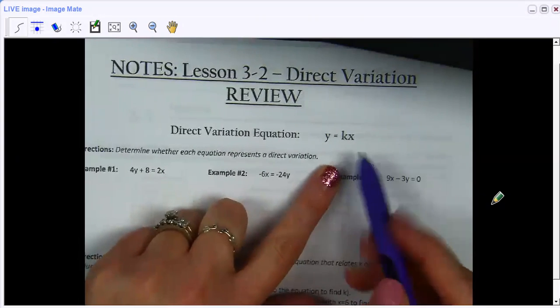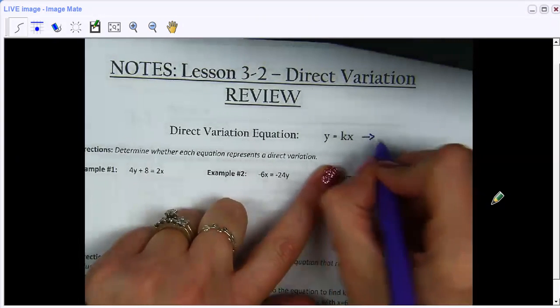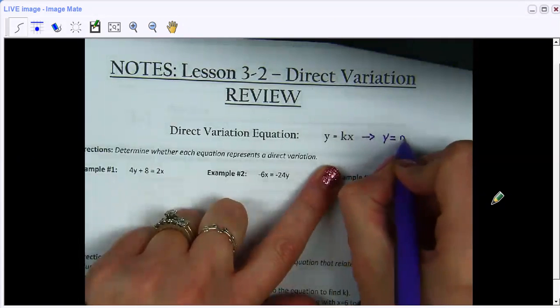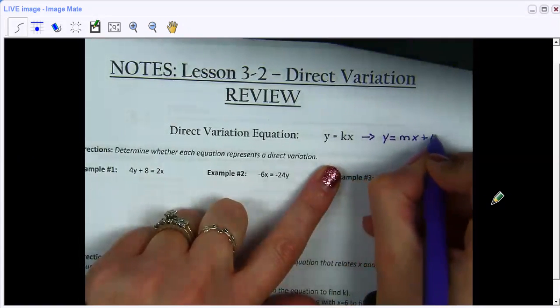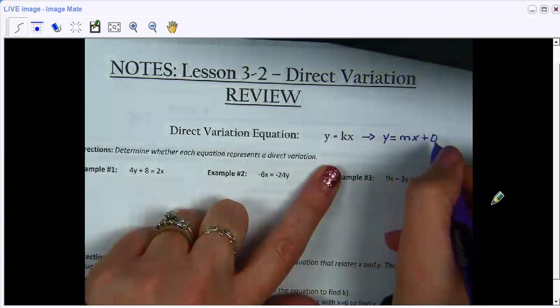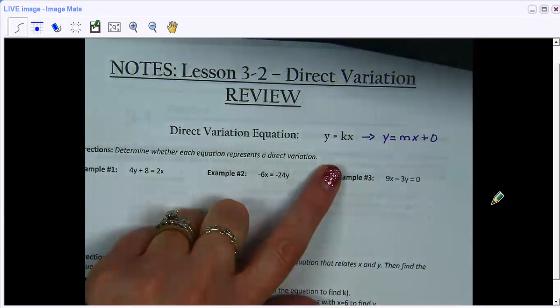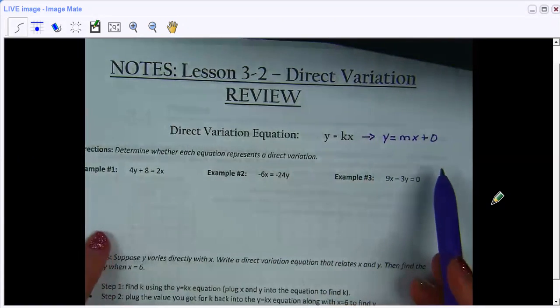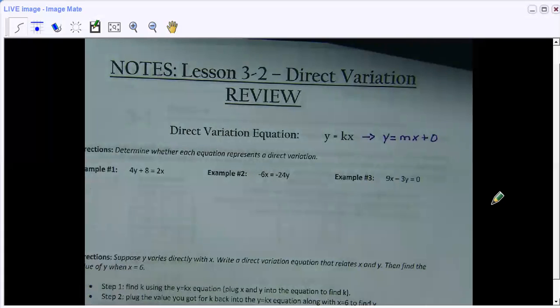Remember y equals kx, which could be the same as y equals mx plus 0, where b is 0, right? Usually we do y equals mx plus b, but your b is 0. So it's important that you remember that what makes an equation a direct variation is that the y-intercept is 0 and goes through the origin. So the first set of problems is all about checking the equation to see if it represents a direct variation, okay?